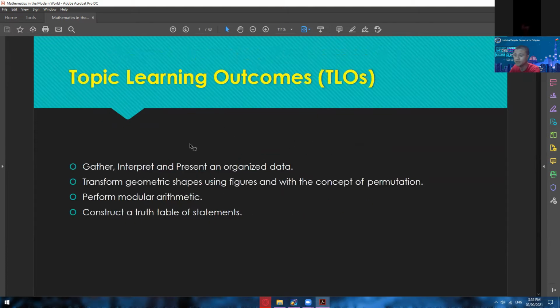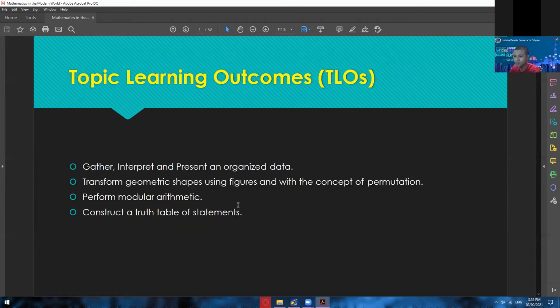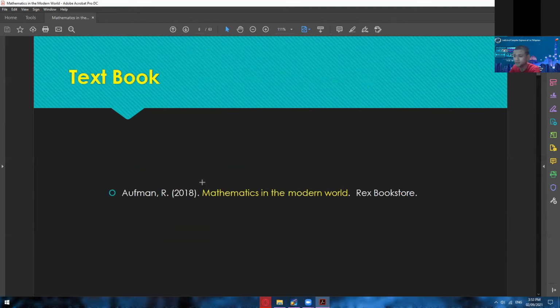And then here are the TLOs for the finals. So we have gather, interpret, and present unorganized data, transform geometric shapes using figures, and learn the concept of permutation, perform modular arithmetic, and then construct a truth table of statements. So yeah, this is already the overview, which you can also find on the syllabus, of course.